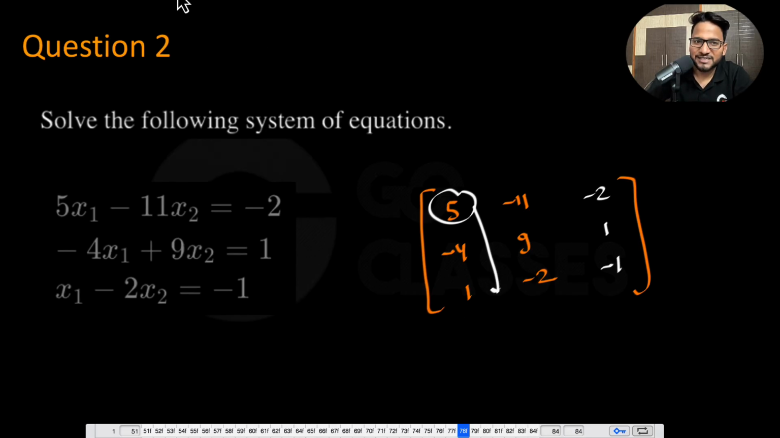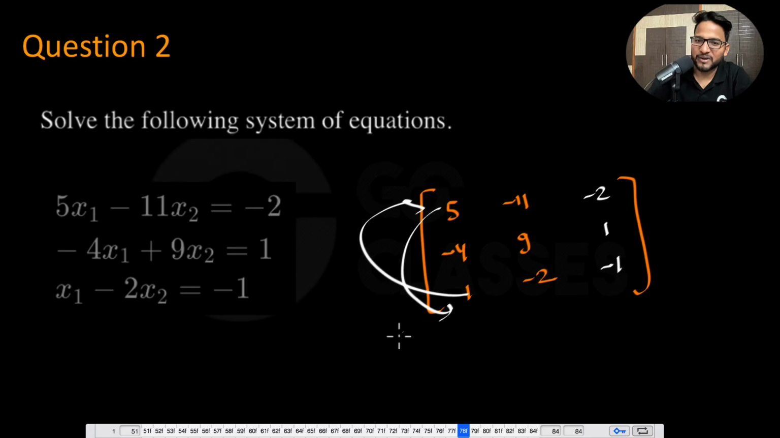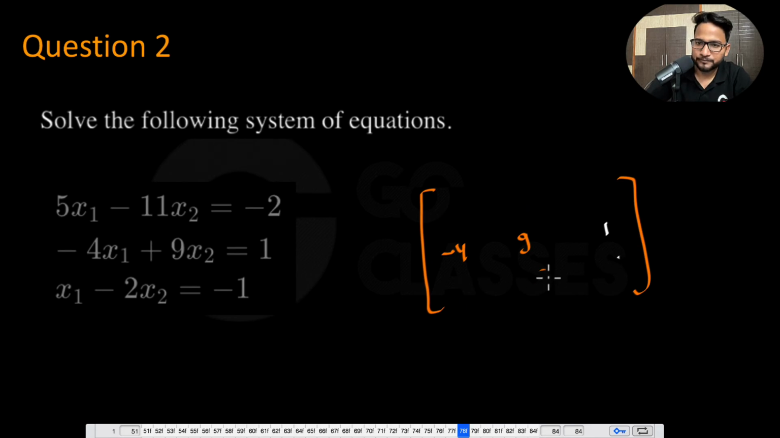Okay, one thing I just noticed is that this is 1 here, right? Calculation with 1 is actually a little easy. So why not write this 1 here and this 5 there? Just because calculation is easy with 1, let me interchange these two rows. There is no particular reason, but calculation with 1 is very easy. So it will be 1, minus 2, minus 1, and it will be 5, minus 11, minus 2.